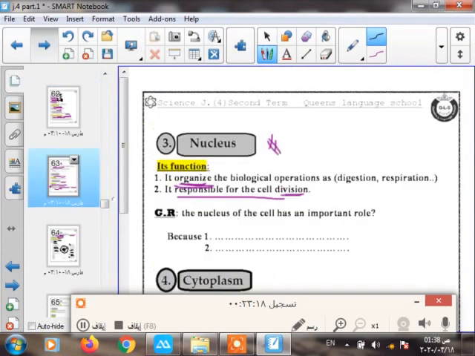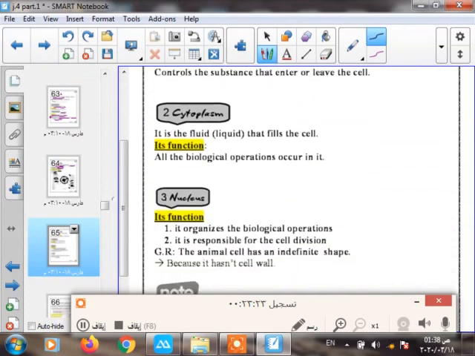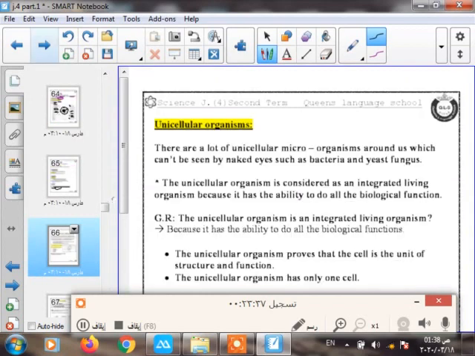Animal cell differs from plant cell. Animal cell and plant cell are different. Okay. The plant cell is characterized, compared with the animal cell, by having a cell wall and chloroplast. Two things in the plant cell that we don't have in the animal cell.